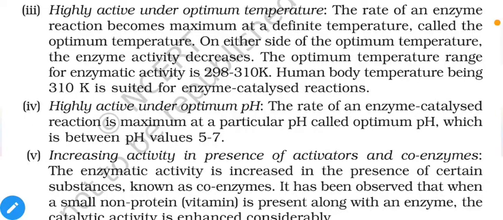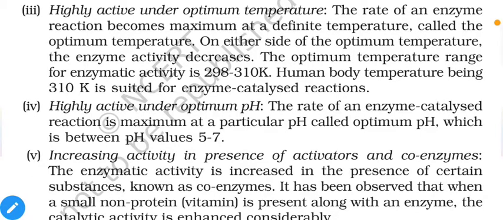Increase in activity in presence of activators and coenzymes. So as discussed earlier, in case of catalyst, if we use promoters, then it will increase the catalytic properties, and if we use poisons, then it will decrease the catalytic properties. The same type of behavior coenzymes show. Activators and coenzymes are again some molecules which activate and help enzymatic processes. So enzymatic activity is increased in presence of certain substances known as coenzymes. That means they will behave as promoters.